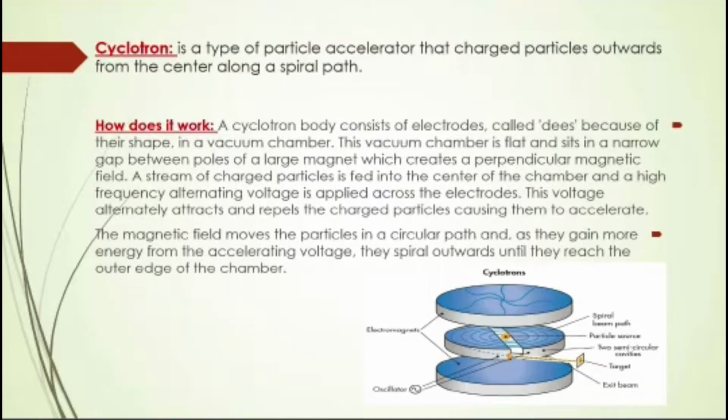A stream of the charged particle is fed into the center of the chamber and a high-frequency alternating voltage is applied across the electrodes. This voltage alternately attracts and repels the charged particles, causing them to accelerate. The magnetic field moves the particles in a circular path, and as they gain more energy from the accelerating voltage, they spiral outward until they reach the outer edge of the chamber.